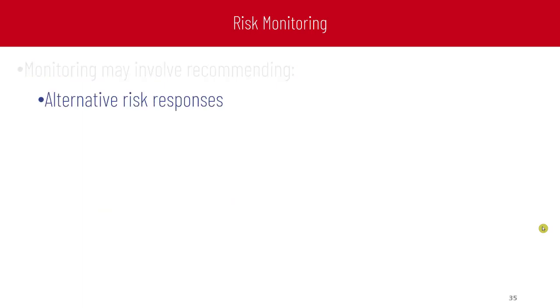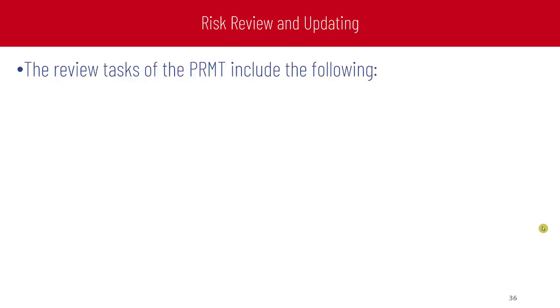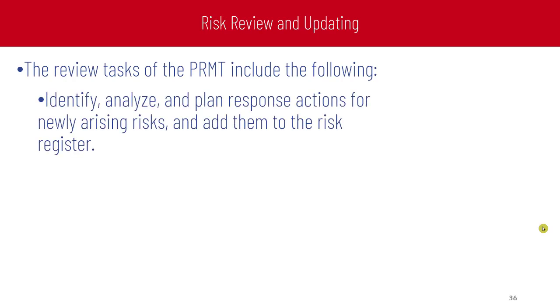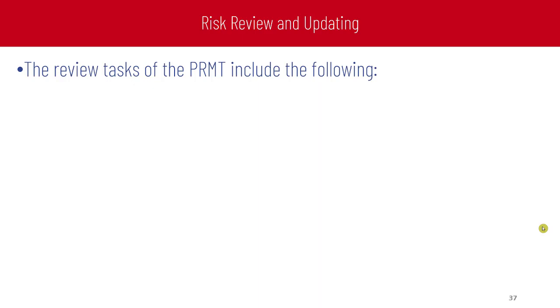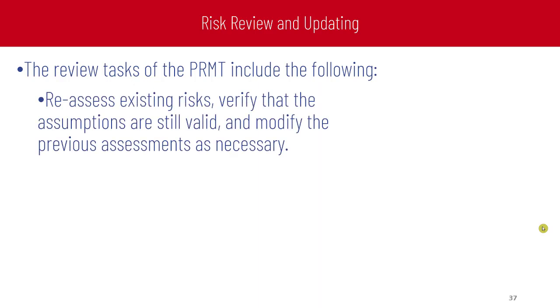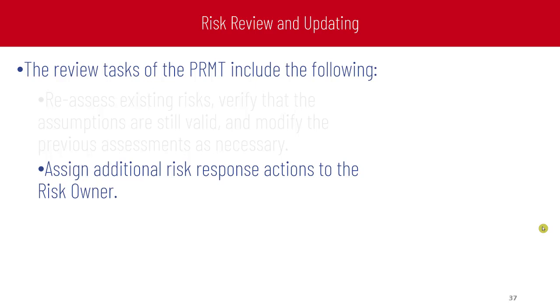Monitoring may involve recommending alternative risk responses, implementing a contingency plan, taking corrective actions, and changing the project objective. Risk review and updating: the review tasks of the project risk management team include the following. Identify, analyze, and plan response actions for newly arising risks and add them to the risk register. Review the execution of the risk response actions and evaluate their effectiveness. Also reassess existing risks, verify that the assumptions are still valid, and modify the previous assessment as necessary. Assign additional risk response actions to the risk owner.